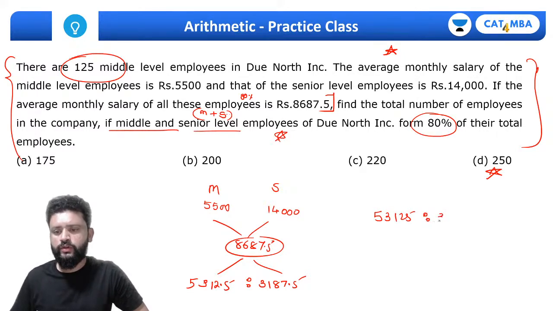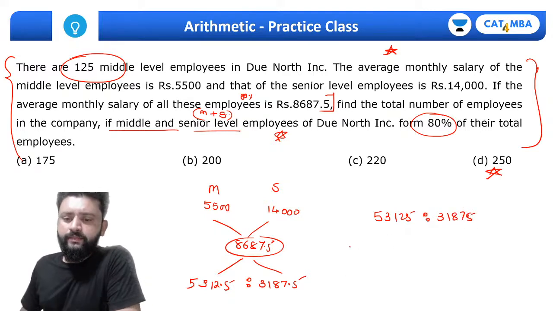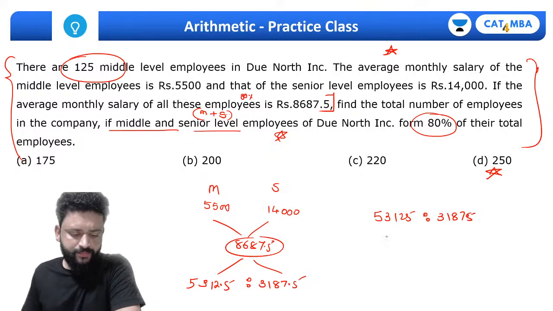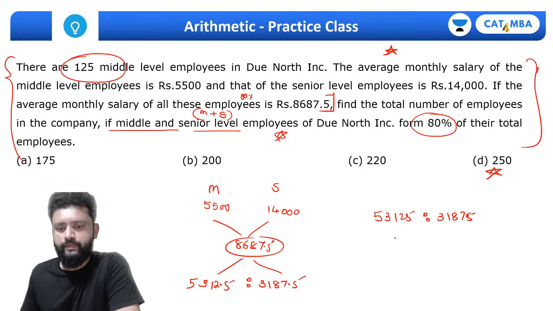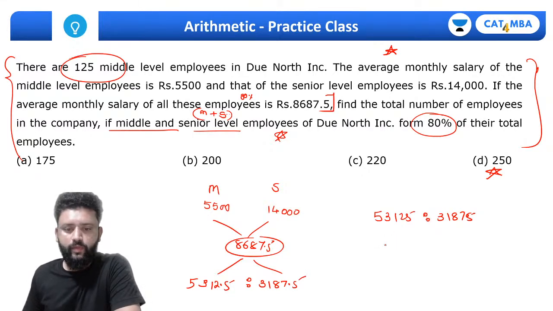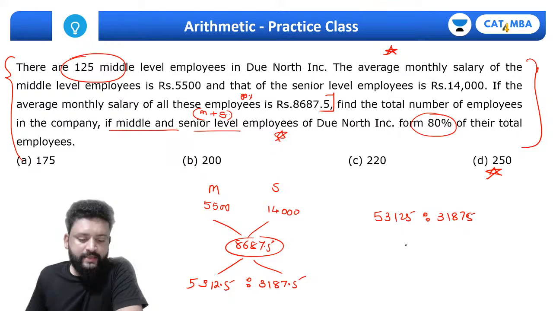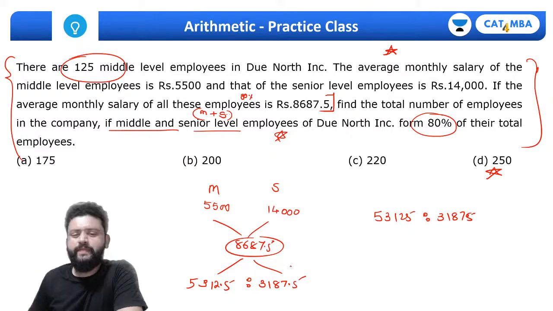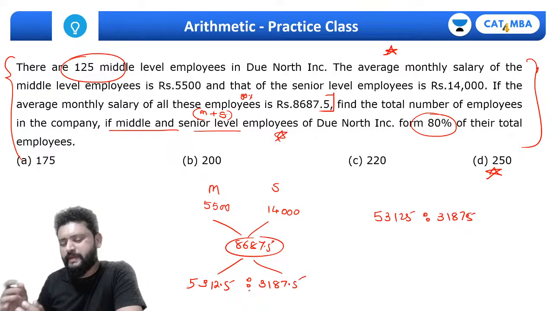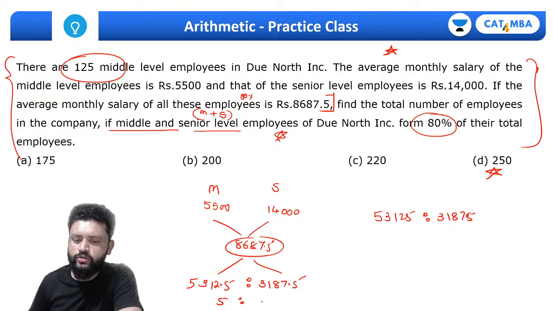53125 is to 31875. Are you getting the same thing? Ashish, is it right? यस, सो कुछ लोग यहाँ पे गेस वर्क भी कर सकते हो. तुम्हें लग रहा है कि ये 5,000 है, ये 3,000 है, एंड अप्रोक्सीमेटली वो उतना ही आने वाला है. सो दिस रेशियो इज बेसिकली 5:3.